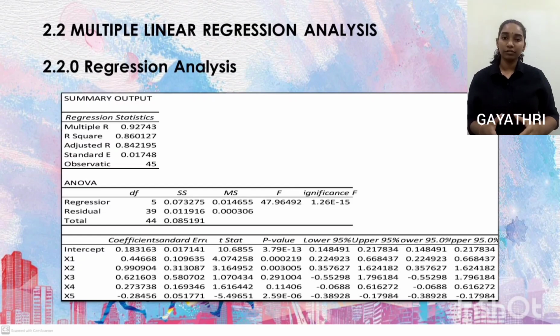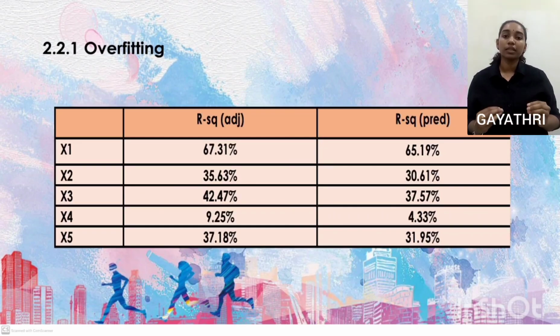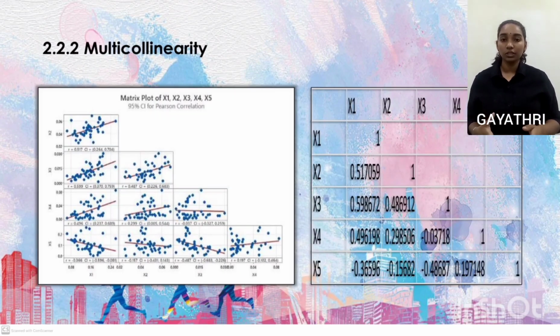For the multiple linear regression, we did a regression analysis. For overfitting, there is no large difference between R square adjusted and R square predicted, which means there is no overfitting in this model. For the multicollinearity, the correlation analysis and scatter plot show that there is high correlation between x1 and x2 and x1 and x3, which means there is multicollinearity in this model.